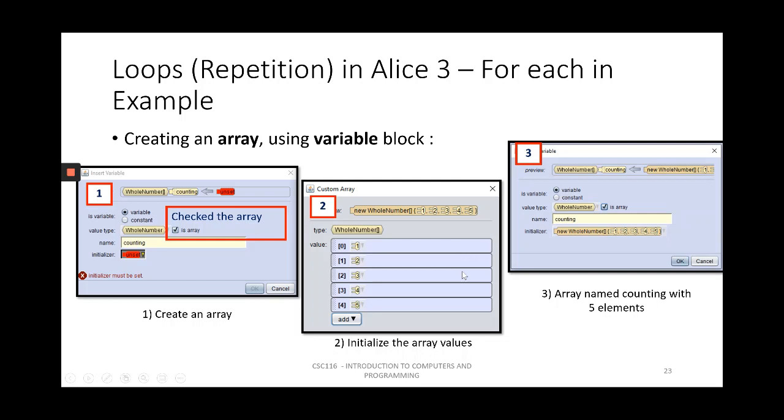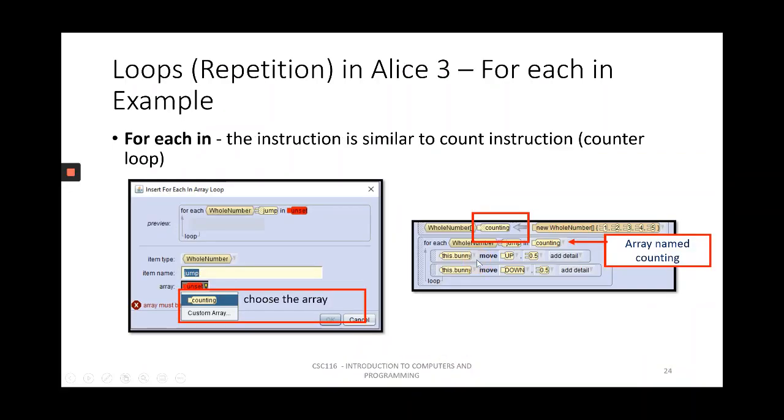Okay, so this is another example, the repetition in Alice 3 by using an array. Yeah, so I will show you later about this. Okay, for each in. The for each in instruction is actually similar to the count instruction, which is the counter loop.